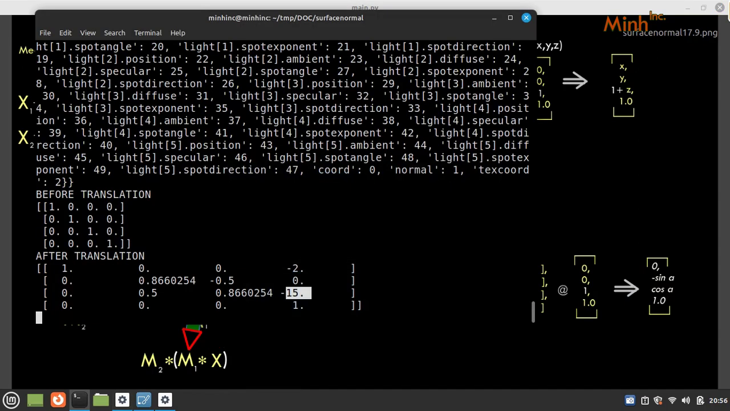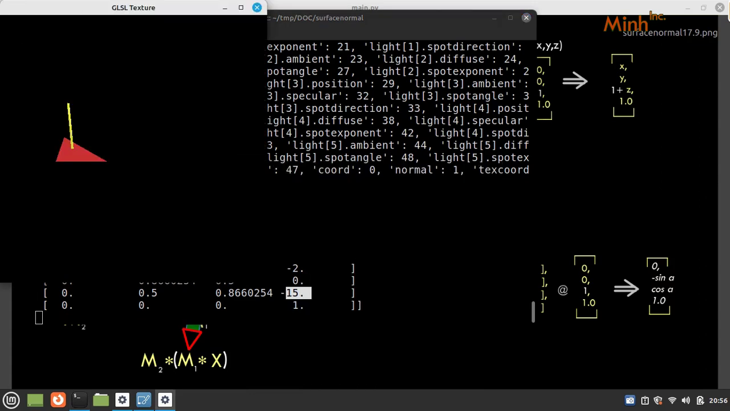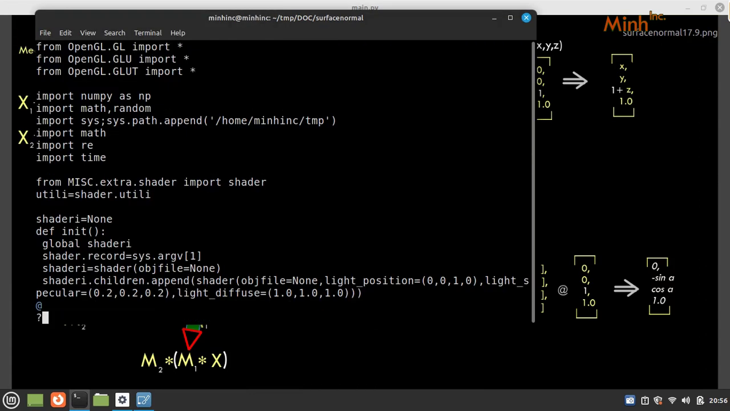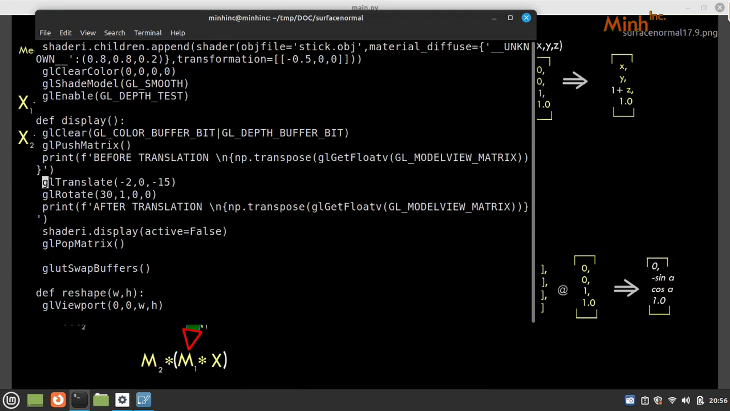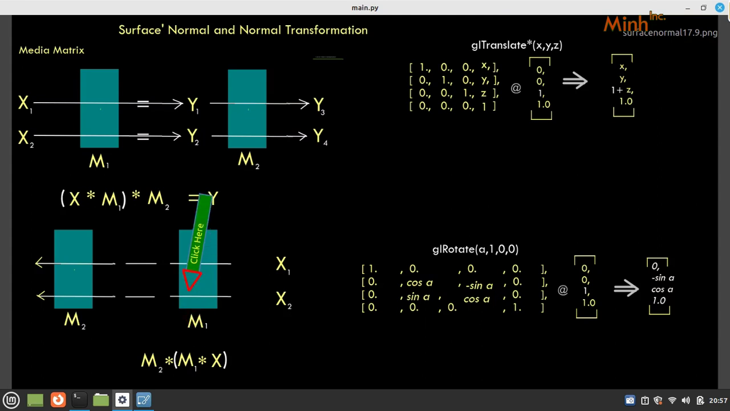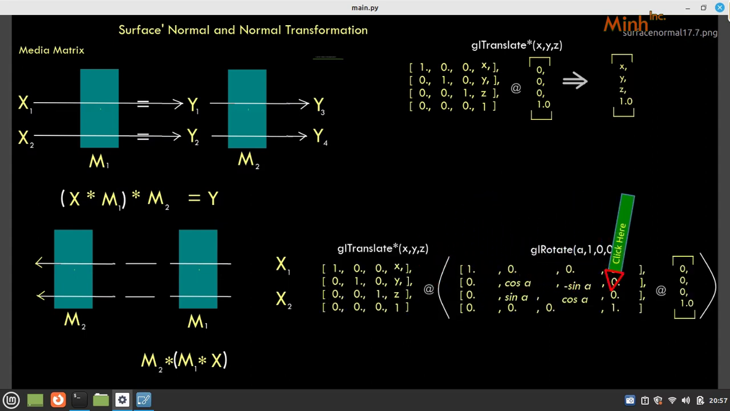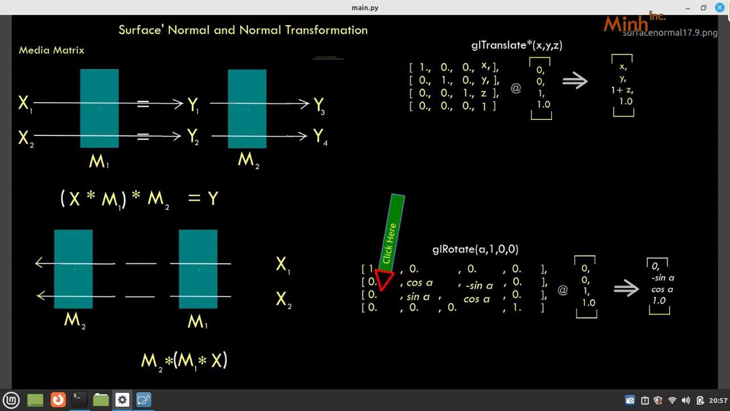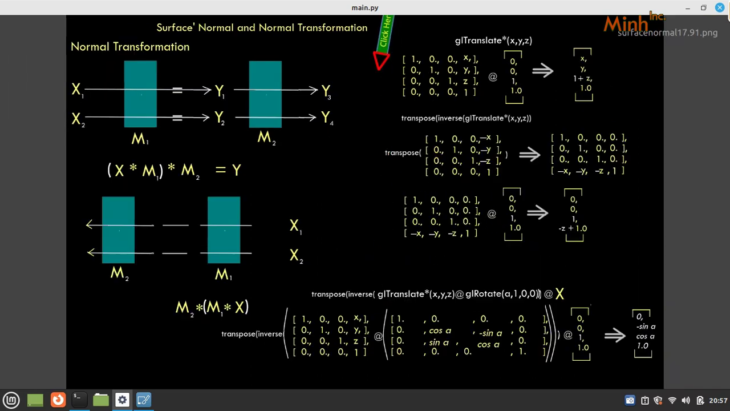So if I take our code example, the input will be multiplied first by the rotation matrix, then by the translation. We are doing translation first, then rotation, then we are drawing it. So this is the rotation matrix and this is the translation matrix. We saw that this is how it happens: first rotation gets multiplied and then translation. Anyway, now let's move on to how the normal would get transformed.